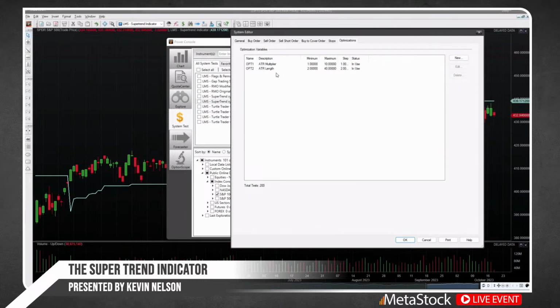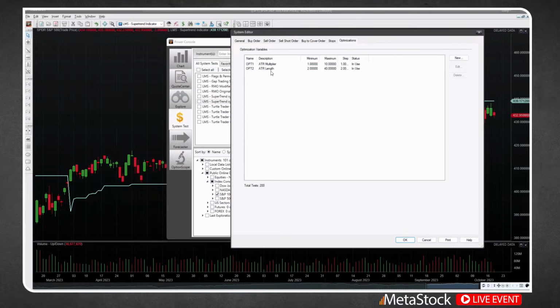So what this is going to do now is that we've got two different optimization variables that it's going to try to optimize on. One is the ATR multiplier, and one is the ATR length. For the multiplier, it's going to test anywhere from 1 to 10 in steps of 1. And then for the length of the ATR indicator, it's going to test anywhere from 2 to 40 periods in steps of 2. So down here at the very bottom, you'll see that this is going to run through 200 different combinations.